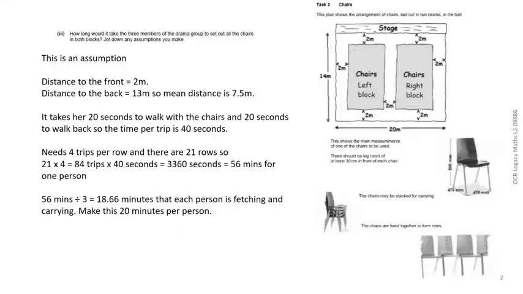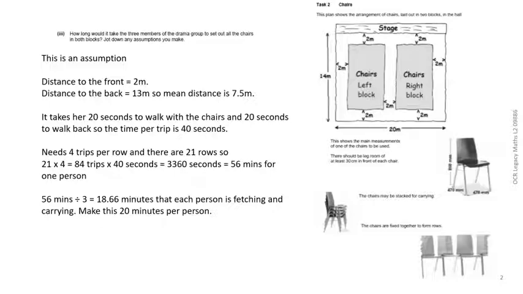It takes the person 20 seconds to walk with the chairs and 20 seconds to walk back, so time per trip is potentially 40 seconds. 4 trips are required per row. There are 21 rows, so 21 times 4 equals 84 trips. Times 40 seconds, which is 3,360 seconds, 56 minutes for 1 person. That's how I've calculated it. Well, there are 3 people.